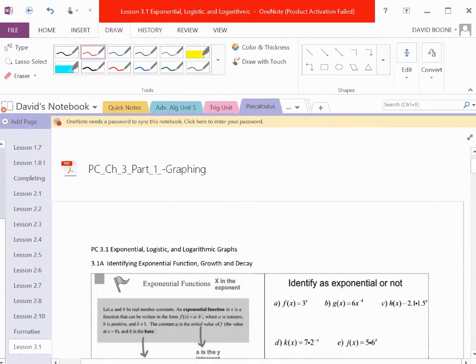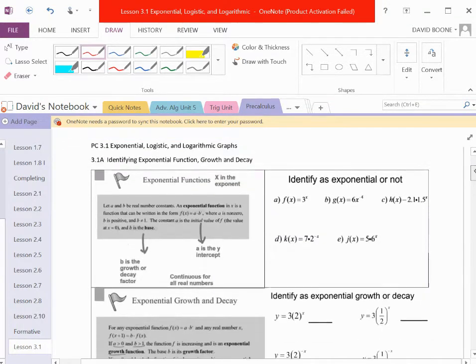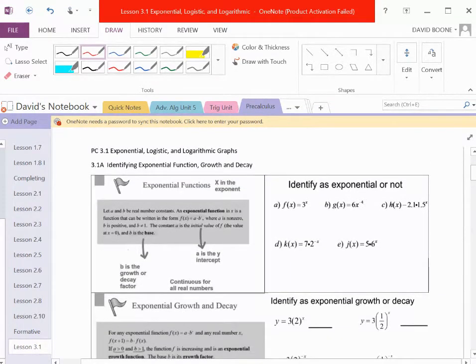So what we're going to do, this is a little bit of review. We're going to look at some exponential graphs first. This was first introduced to you way back in advanced algebra. What you would have learned back then is that in an exponential function, you would have had something like f of x equals a times b to the x power. The a value is the y-intercept.